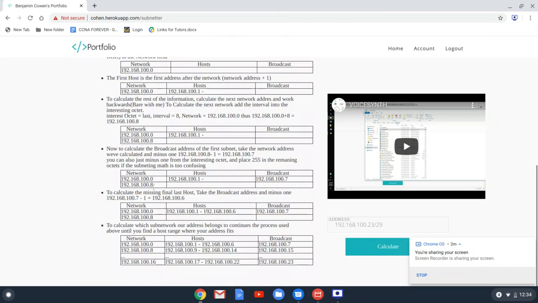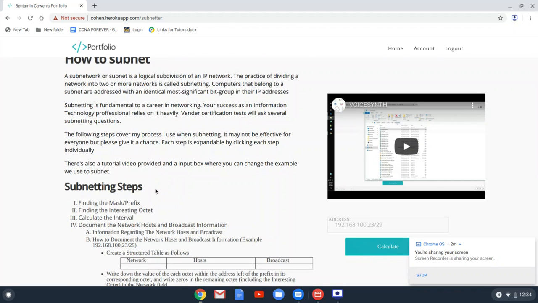And yeah, this is basically the tool. I hope it helps a lot of students understand the process of subnetting and helps them do better on their Cisco and CompTIA certificate exams.